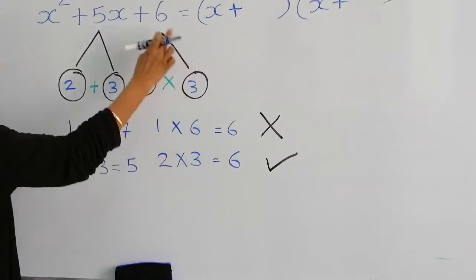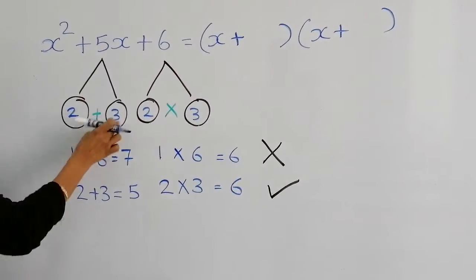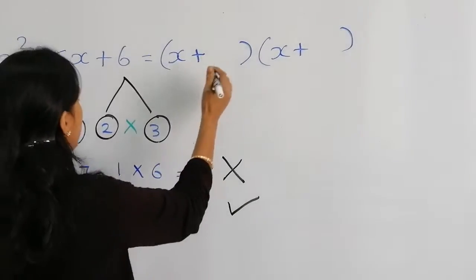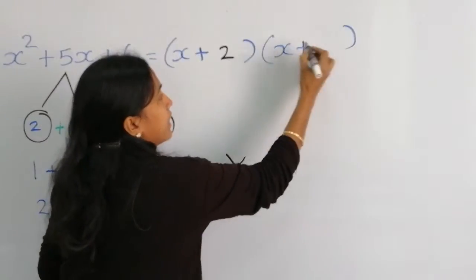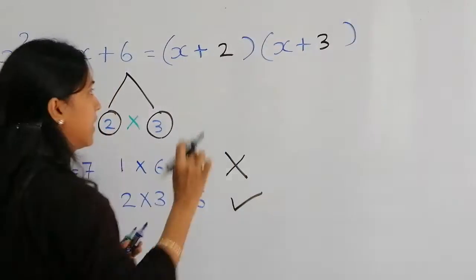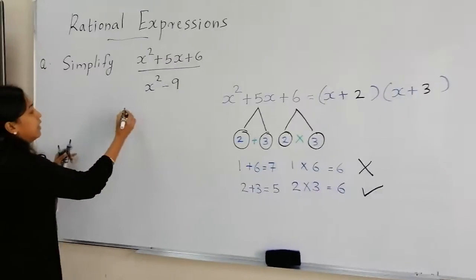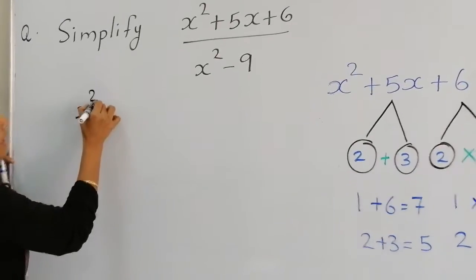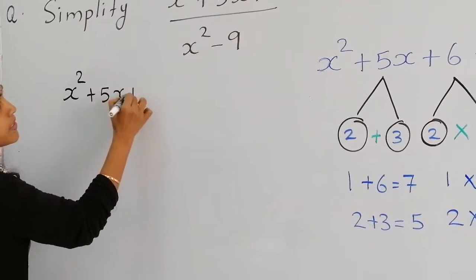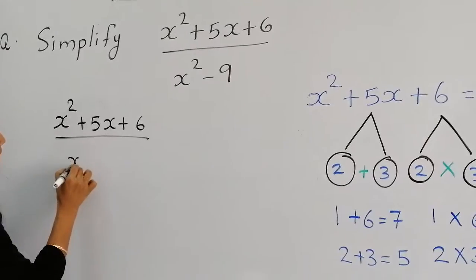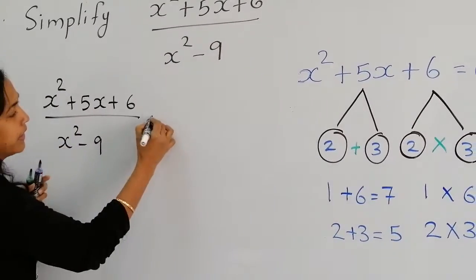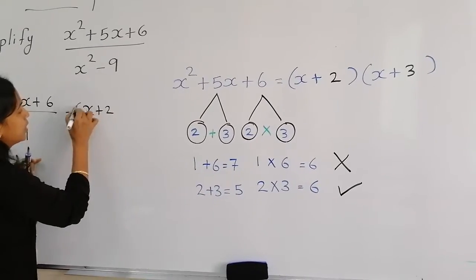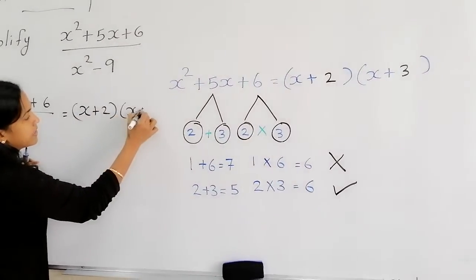So the numbers are 2 and 3. 2 times 3 is 6. 2 plus 3 is 5. Here we got the answer x plus 2 multiplied by x plus 3. Now, x squared plus 5x plus 6 divided by x squared minus 9. For the first one I got the answer x plus 2 times x plus 3.